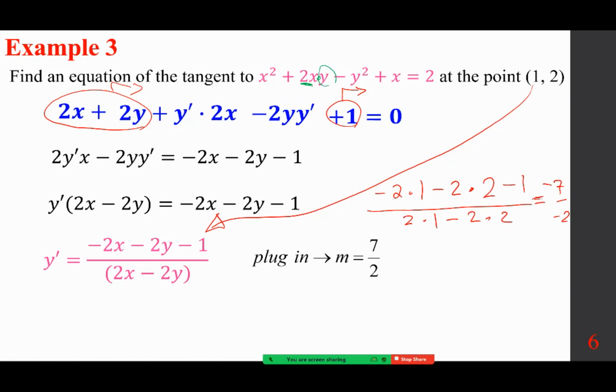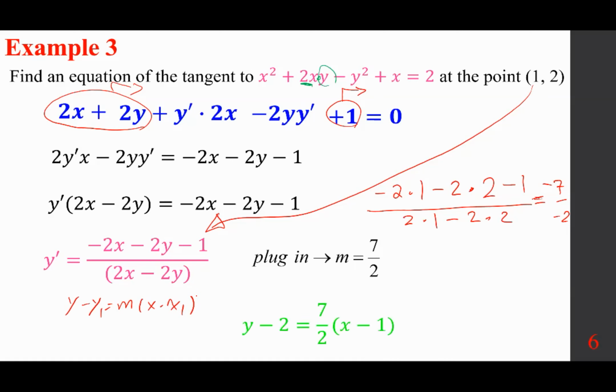y minus y1 equals m times x minus x1. This is the point slope. Remember the tangent line, just use the point slope. Therefore, y minus 2 equals 7/2 times x minus 1.